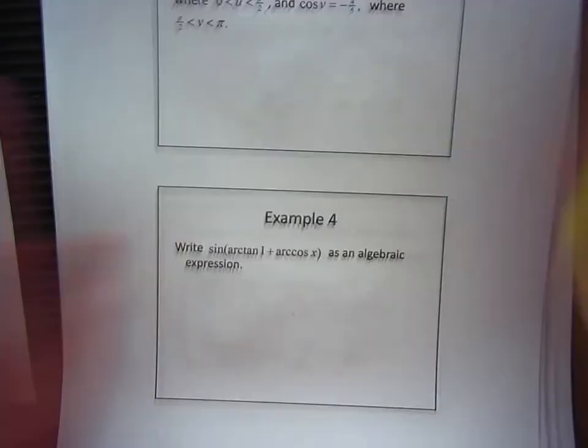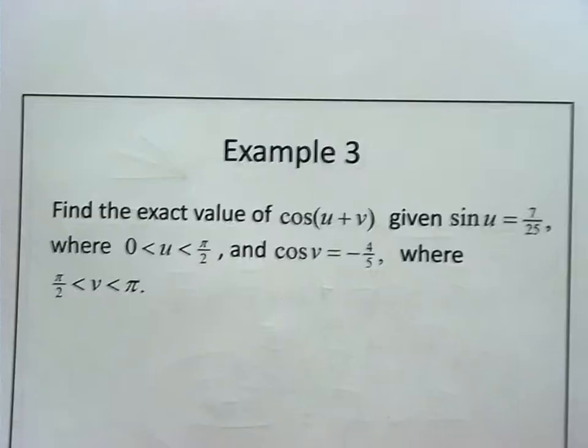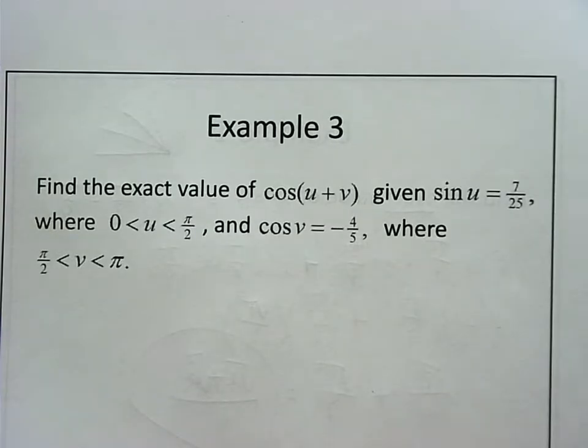Let's take a look at the next one. Find the exact value of cosine of u plus v, given sine of u is 7/25, cosine of v is -4/5. They also give you quadrants.